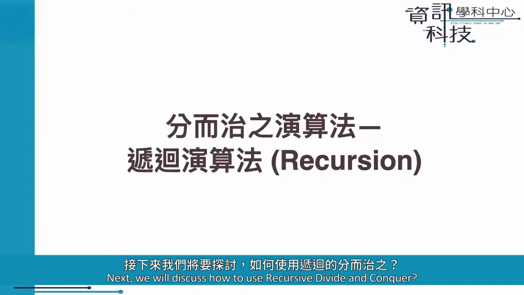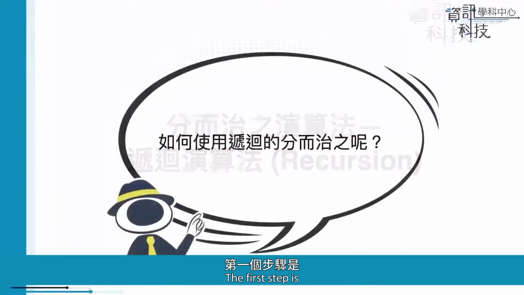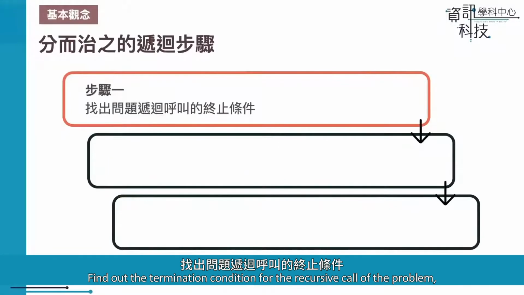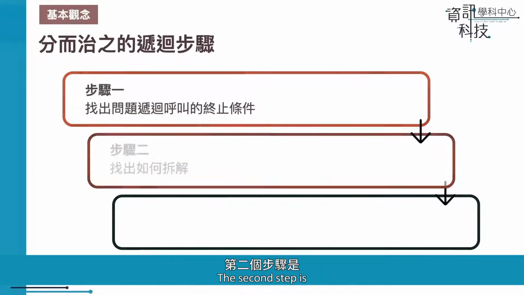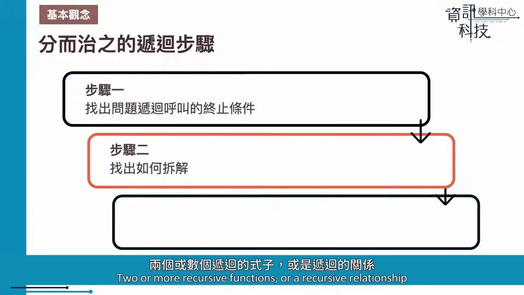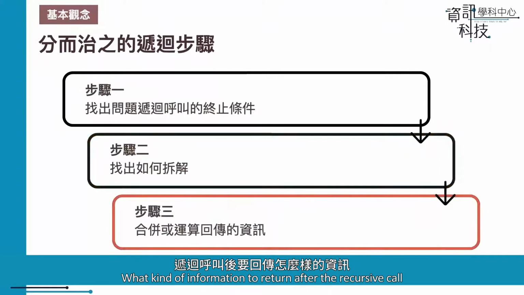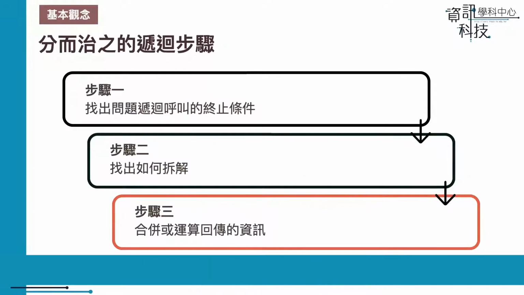Next, we will discuss how to use recursive divide and conquer. There are three recursive steps. The first step is to find out the termination condition for the recursive call of the problem. That is, how small our problem must be decomposed so that it can be calculated directly. The second step is we need to find out how to decompose it into two or more recursive functions or a recursive relationship. The final step is what kind of information to return after the recursive call, or how to merge or compute in order to get our answer.